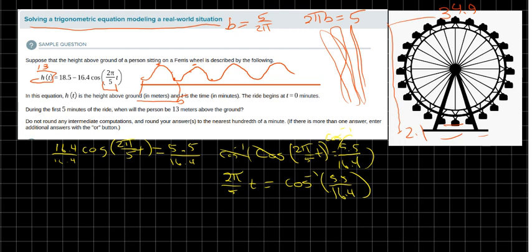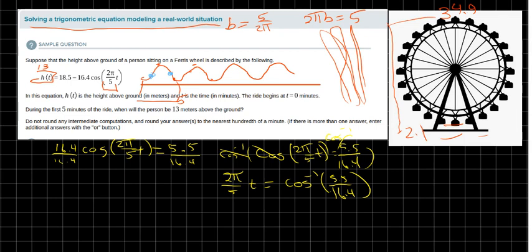So that 5.5 over 16.4 is going to happen somewhere like here, and then again right over here. I know that my graph isn't perfect, but you can see it's going to happen somewhere in the middle. It's somewhere in between these two, and it's going to happen both times.